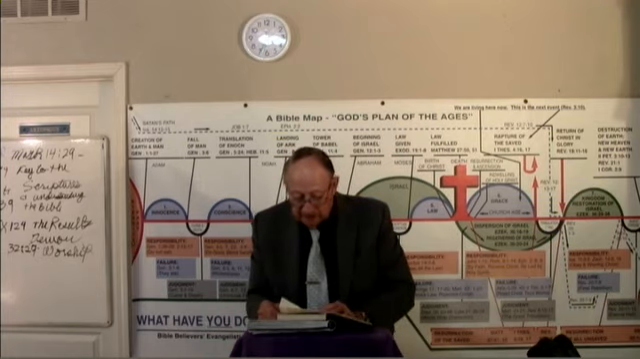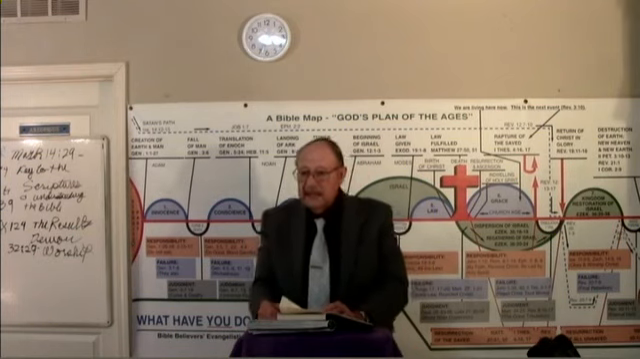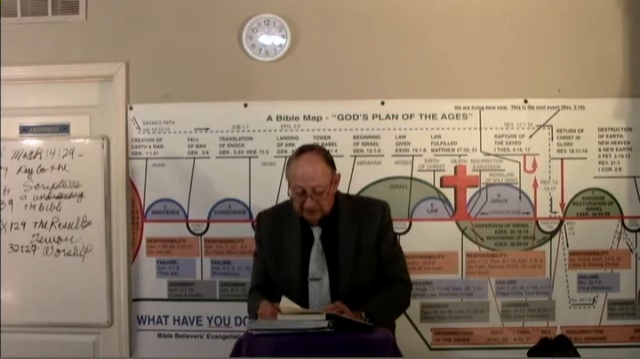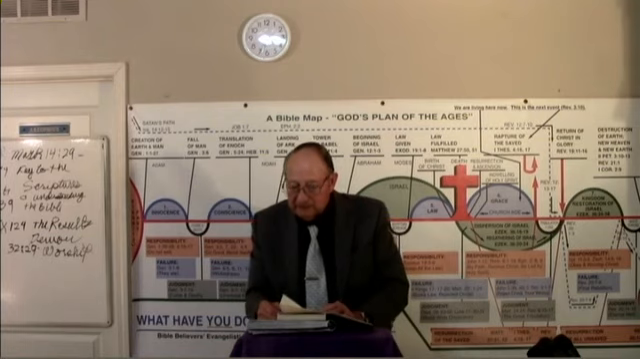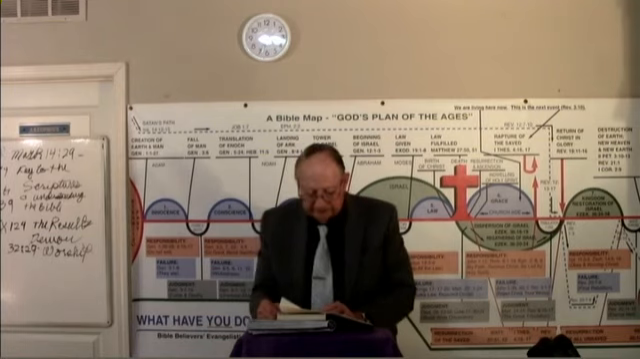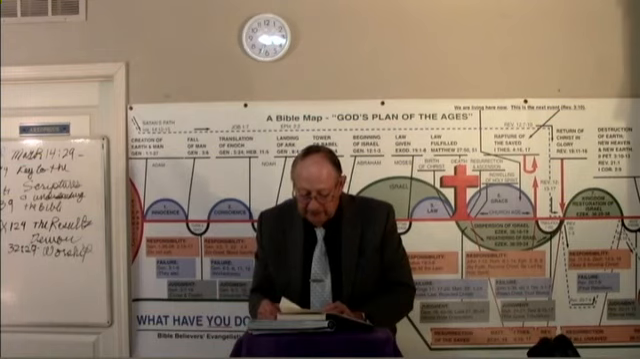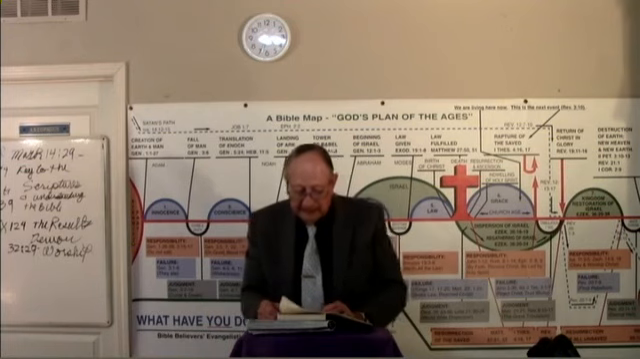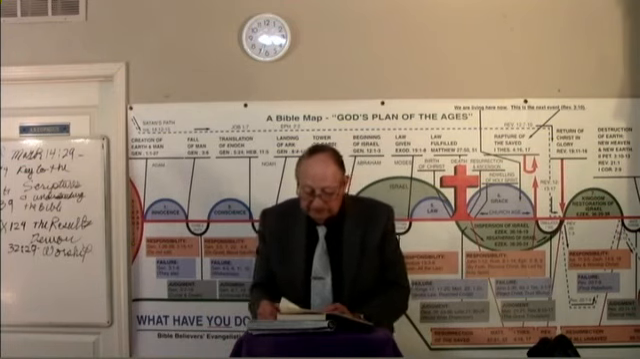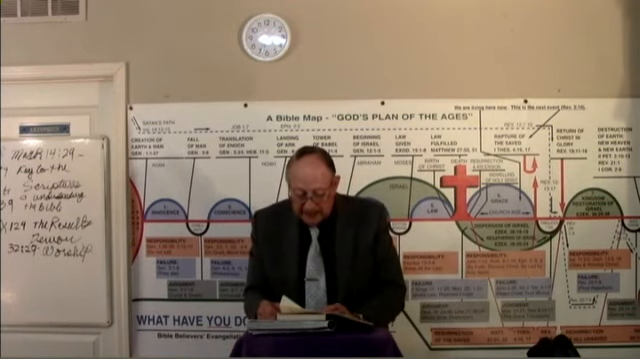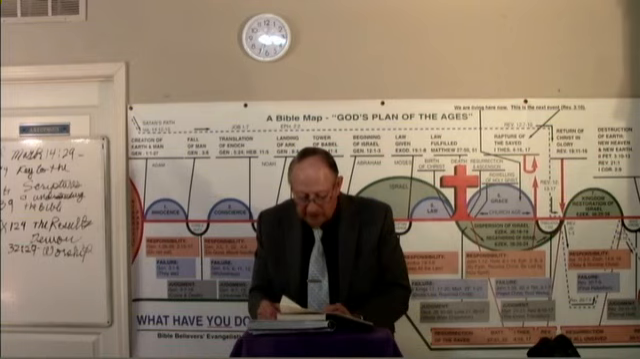Then we have the word Tsade. Tsade is a TS sound, like Phillips, but it would be Phillips with a T instead of a P. It is a fish hook. Then we have the word Qof. Qof is the back of the head. It's like Q, or like a K. Then Resh. Resh is the head, and it's like R in run.